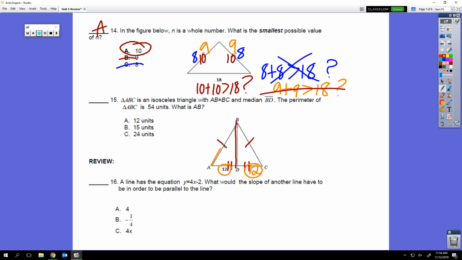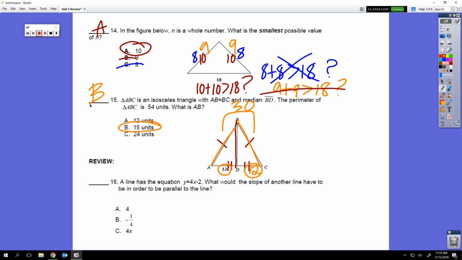Okay, so those are equal. Now what I also know is that these two pieces are equal. So I'm going to subtract out what we already know. So 54 minus 12 and 12, so minus 24. That means that these two sides here have to add up to be 30. And remember, those two sides are equal. So that means each one of those is 15.